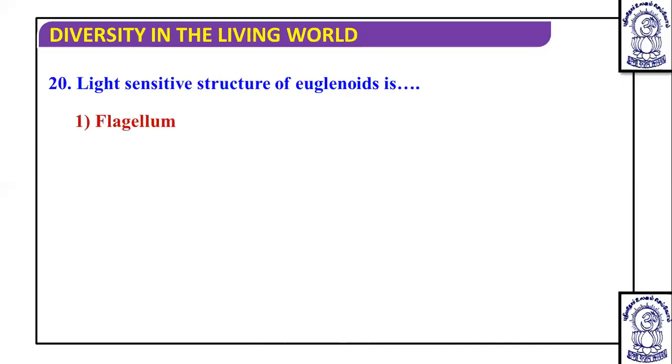Then the light sensitive structure of euglenoid is the eye spot and paraflagellar body. Paraflagellar body is not given here. So the eye spot, which is also known as stigma, is a photosensitive structure, and it has one important pigment, that is astaxanthin.